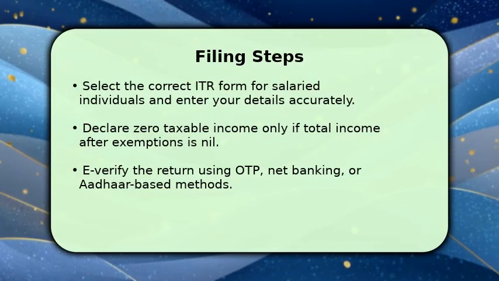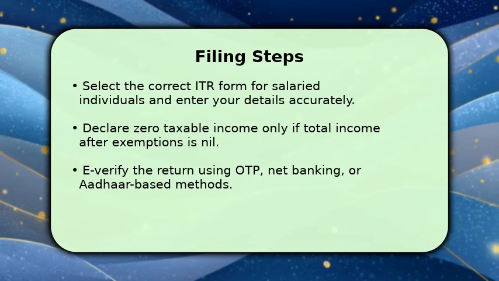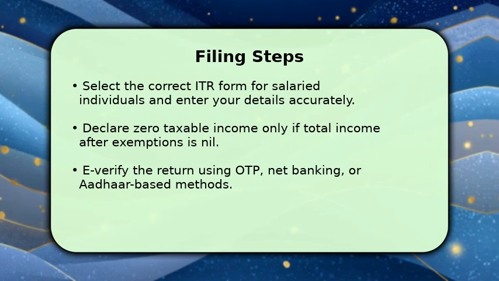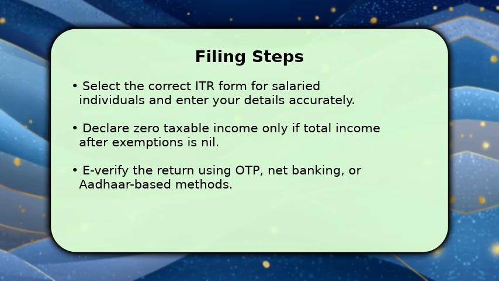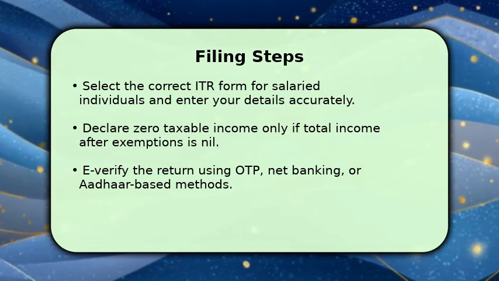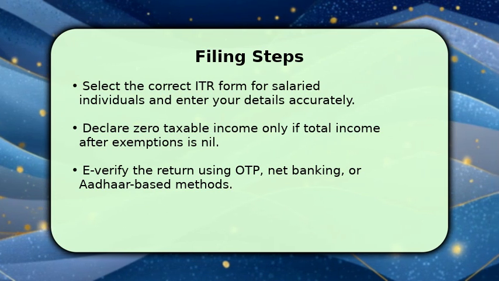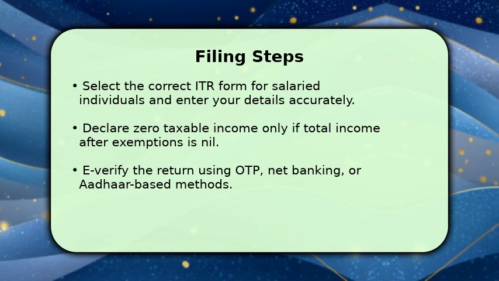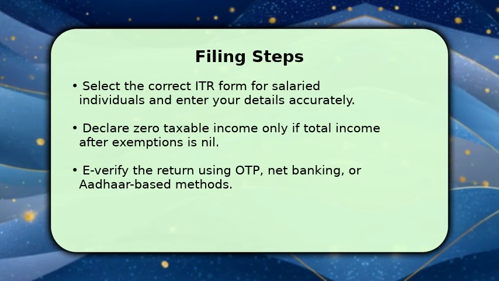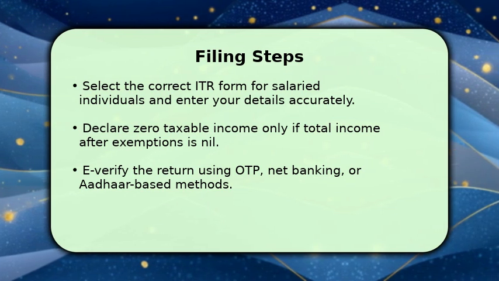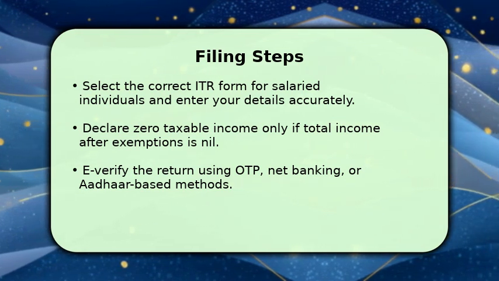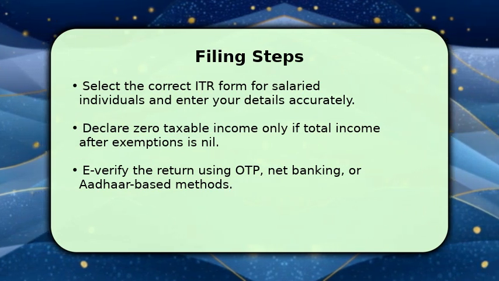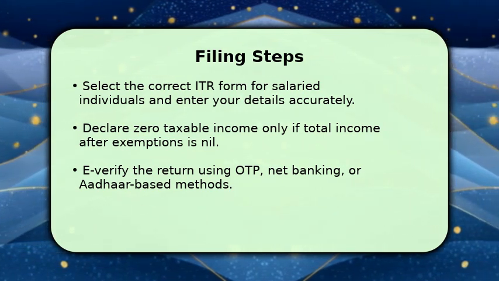Start by logging into the tax portal and selecting the ITR form for salaried employees, then fill in personal and employer details exactly as on record. Enter income and exemptions precisely, and only declare zero taxable income when applicable after deductions. Upload any mandatory declarations or proofs, review the summary page for errors, and complete e-verification using OTP, net banking, or Aadhaar methods to finalize your zero return submission quickly and securely.